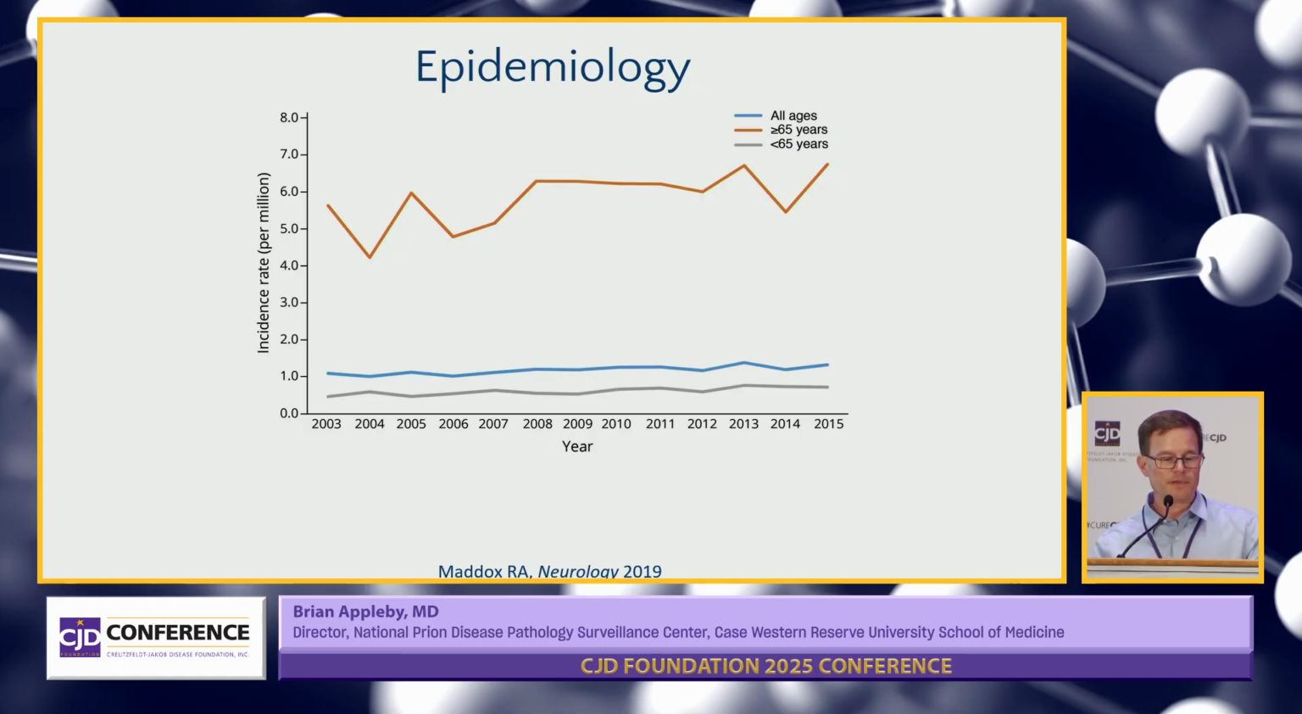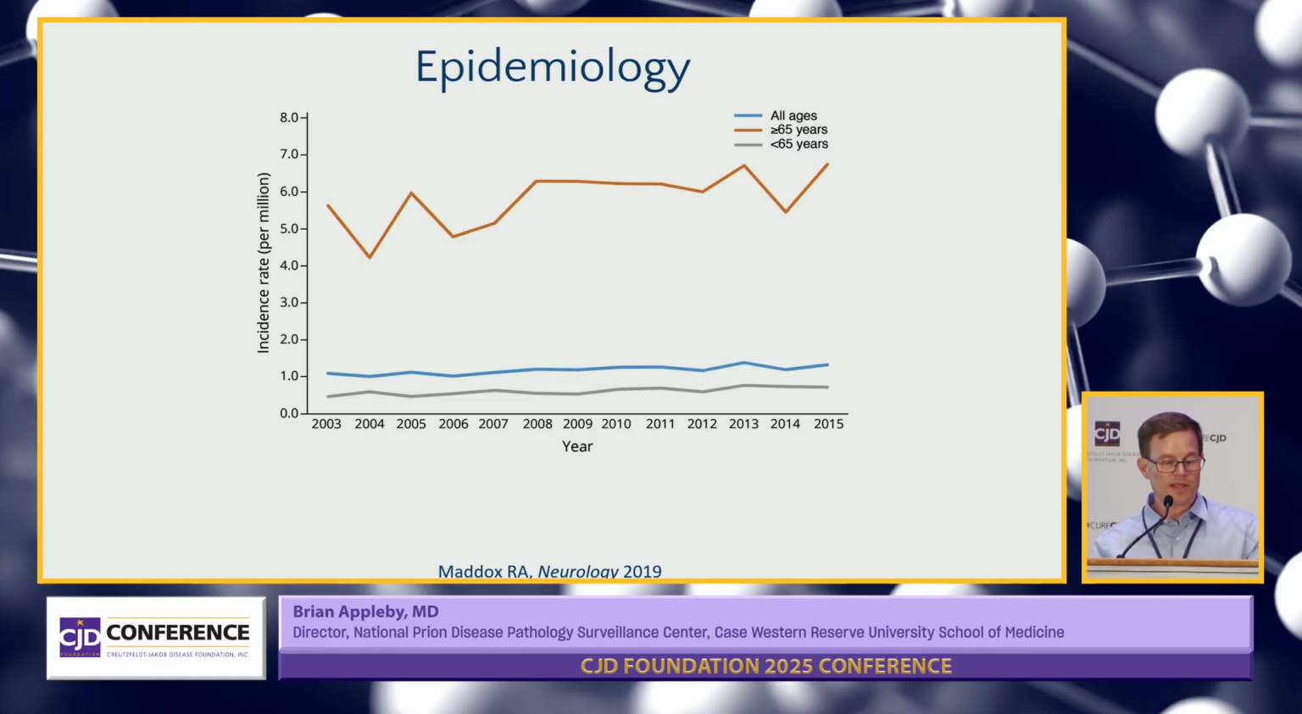However, if you look at people that are older, so people age 65 and older, that incidence is about 4 to 7 per million per year. And that's because CJD preferentially affects the mid to older population. However, if you look at the younger population, those under the age of 65, that incidence is cut in half to about 0.5 per million per year. So again, it's a little misleading to use the 1 per million per year because infants don't get CJD, kids don't get CJD.